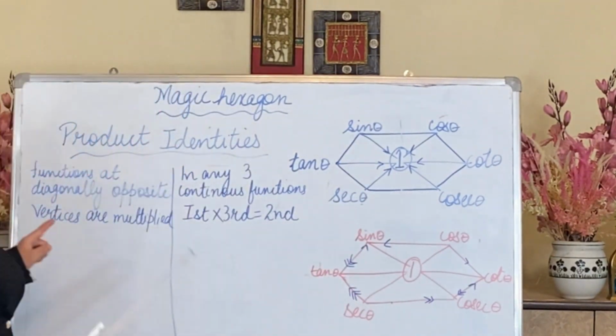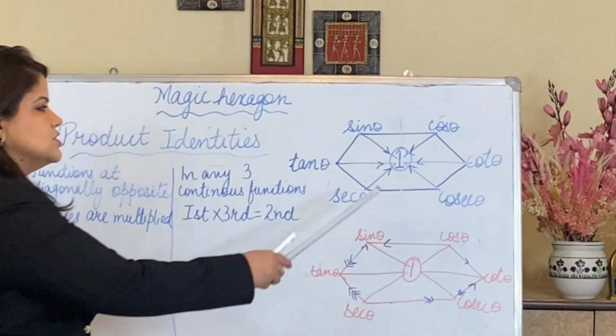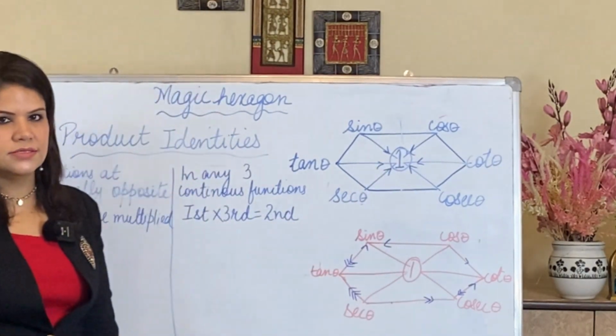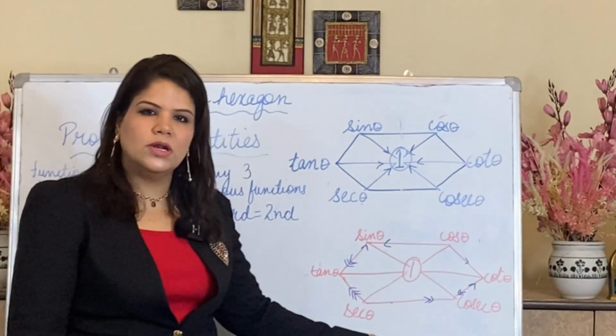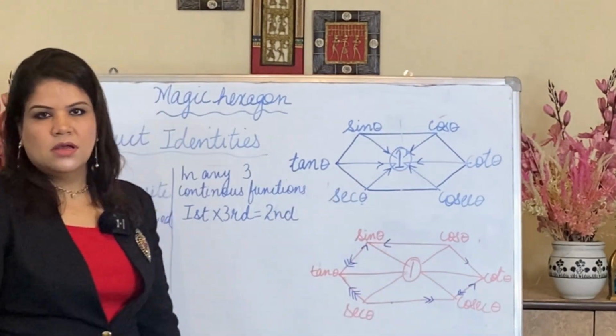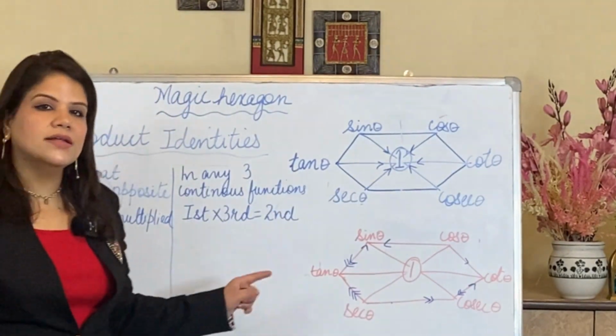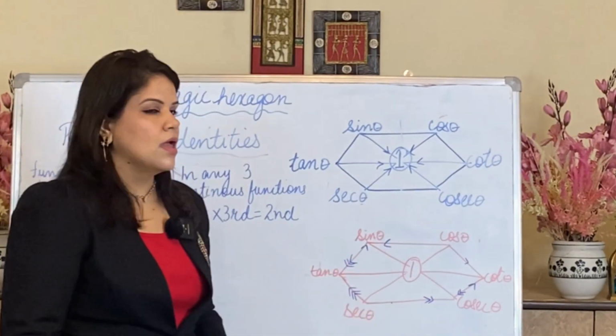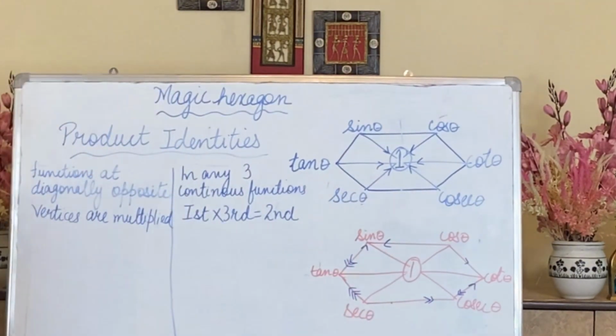Now I am taking product identities using these 2 magic hexagons. What is the difference? The only difference is in the arrows. And you will get 9 identities from here. Now, let me start with the first figure, in which I am taking functions at diagonally opposite vertices and multiplying them.